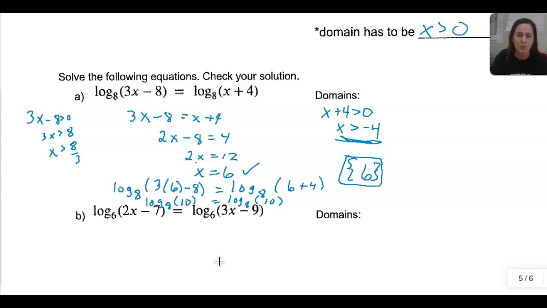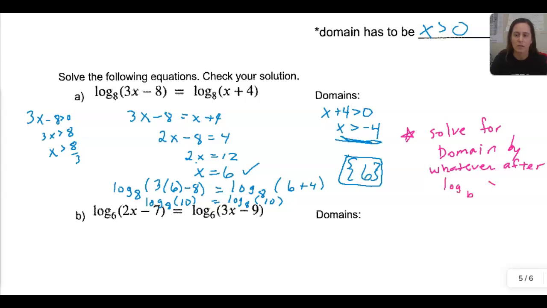So the distinction between logs and exponential equations is that you have to solve for the domain. Solve for domain by setting whatever is in parentheses, which is after log base b, greater than 0. Okay? So whatever's here is what we set greater than 0. So let's take a look at the next one.